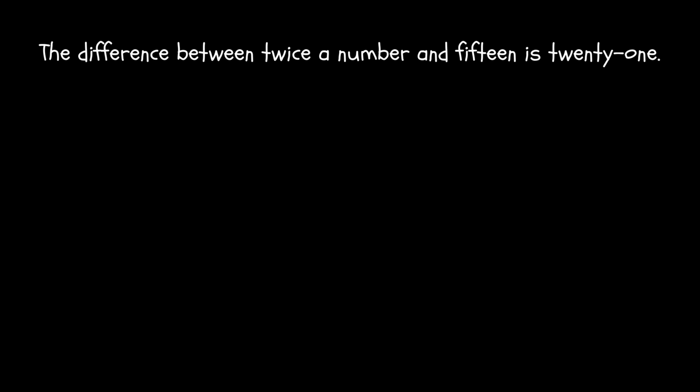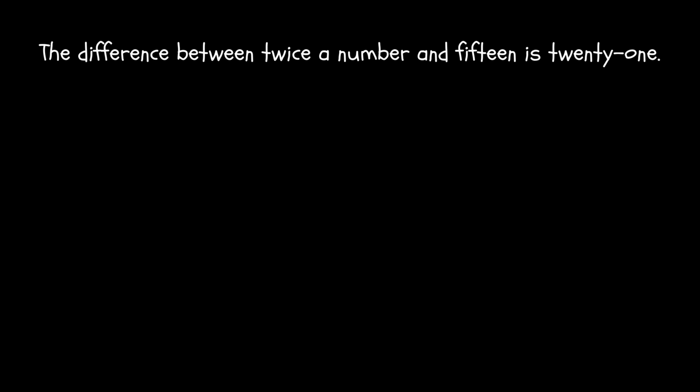In this video, we're going to translate words into math problems. Let's get straight to the point. The difference between twice a number and 15 is 21. So, first thing we need to do is look for key words.